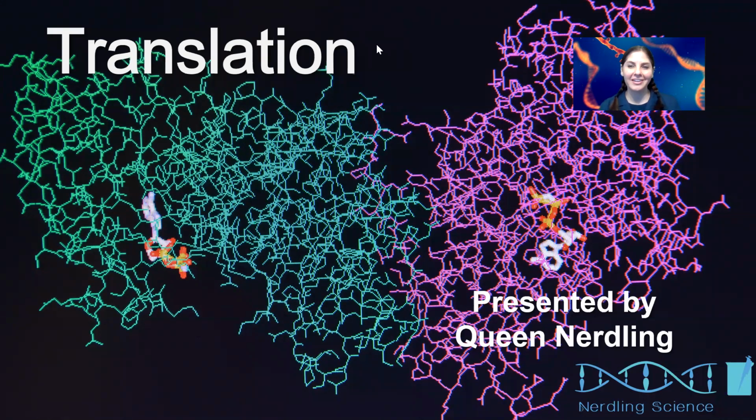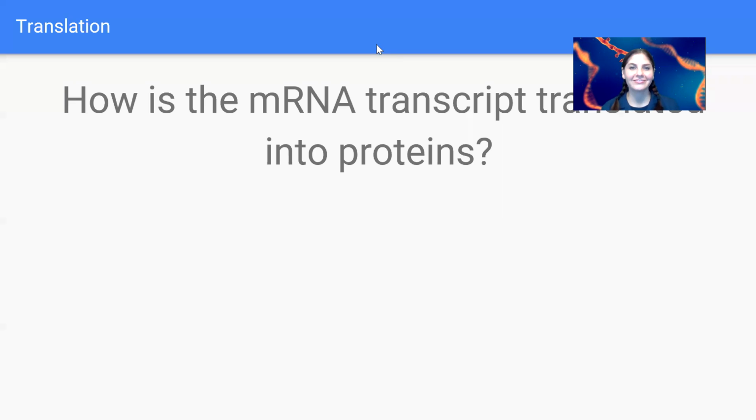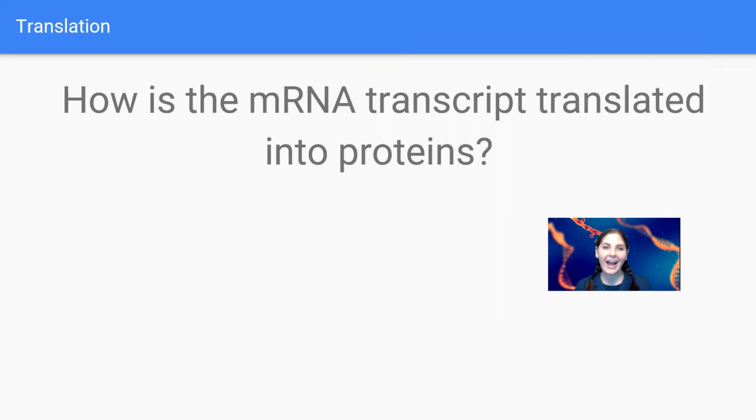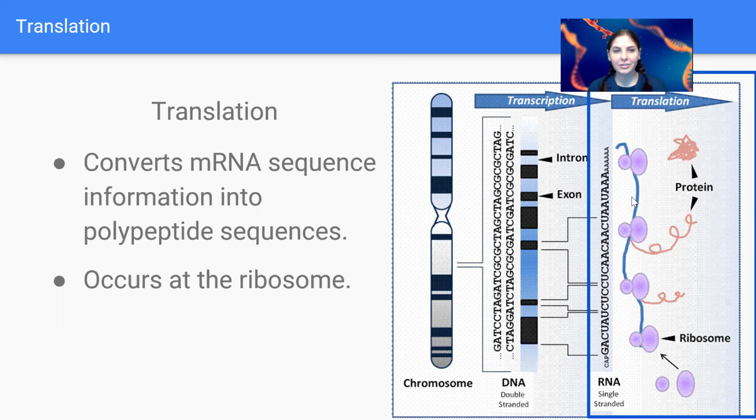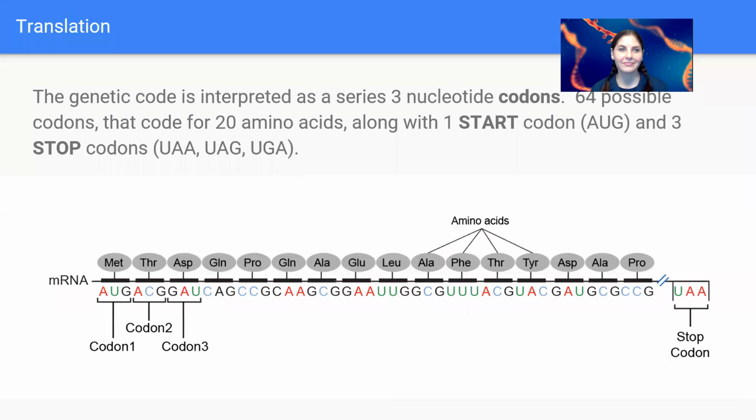Today we're going to be talking about translation. So in this video, we're going to be examining how the messenger RNA transcript is translated into a protein. During translation, we convert messenger RNA sequences and the information that they hold into polypeptide sequences. And this process occurs at the organelle called the ribosome.